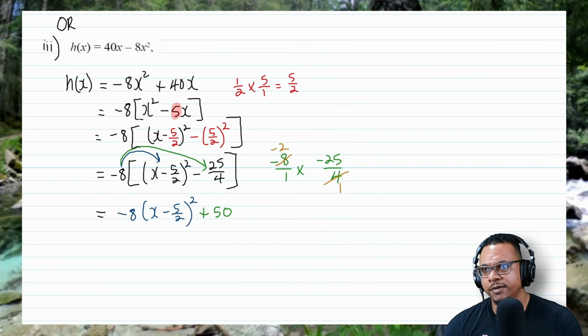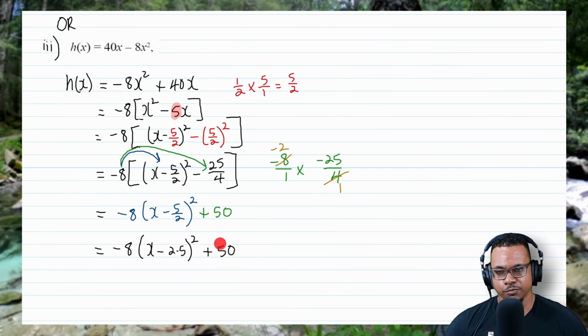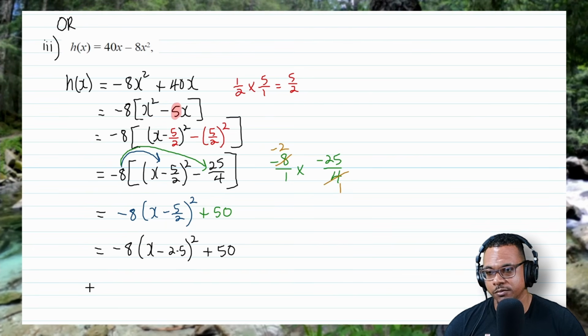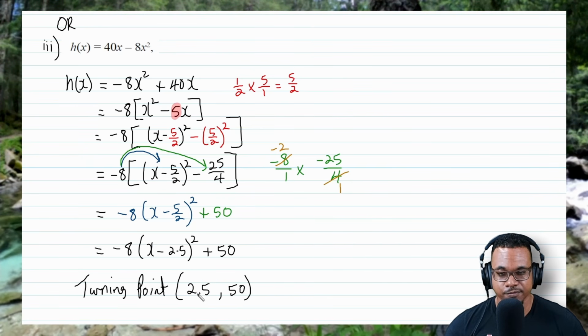Now we know 5 divided by 2 is 2.5. All right, so what we have is negative 8, x is equal to 5 divided by 2 is 2.5. And the positive 50. So we know that the 50 is our y component of our turning point. All right, so positive 50, and we know we change the sign inside here. So if this is negative 2.5, the x component will be positive 2.5. All right, so our turning point would be positive 2.5 and 50. So this will be a greatest height, 50 meters, and this will be the value of x for that greatest height, 2.5 meters.